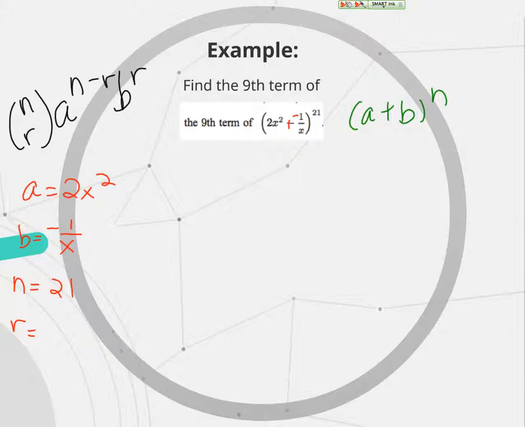This is the easiest type of problem for the r, though. Because remember, r is 1 less than the term number. So if I'm looking for the 9th term, what's 1 less than 9? So r will be 8. That's kind of the easiest type, where they tell you it's the 9th term, and you can just subtract 1. We're going to get the harder problems next. But is everybody okay so far?